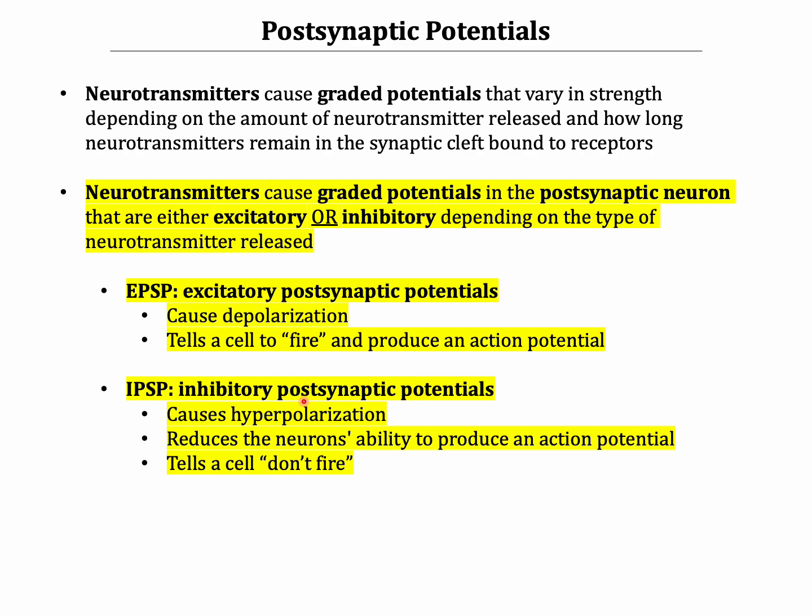So we say EPSPs and IPSPs. An excitatory postsynaptic potential causes depolarization in the postsynaptic cell due to the influx of sodium, telling the cell to fire and produce another action potential. In contrast, IPSPs are inhibitory, cause hyperpolarization in the postsynaptic cell, and reduce a neuron's ability to produce an action potential.